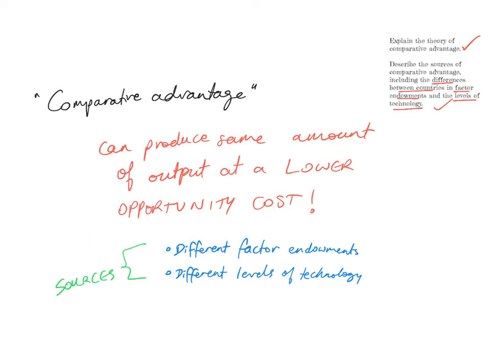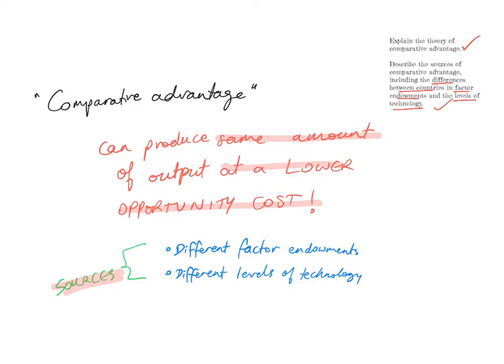Comparative advantage is basically a situation when a country can produce the same amount of a good or service at a lower opportunity cost. That means the opportunity cost it incurs in producing the same amount is lower than the other country. Where does comparative advantage come from? What are the sources of comparative advantage? They're very similar to the sources of absolute advantage.